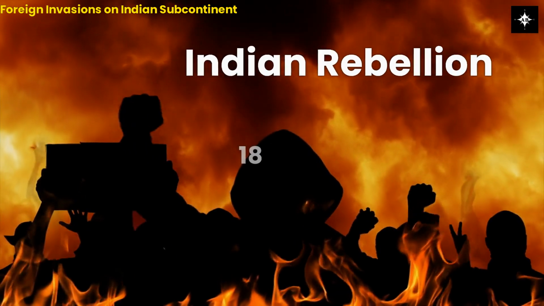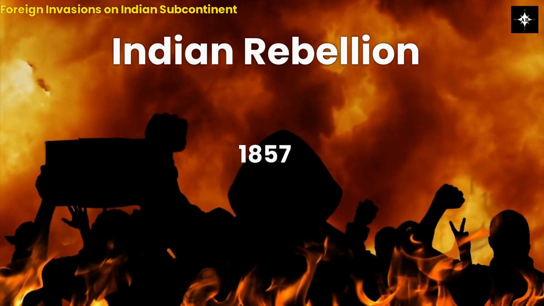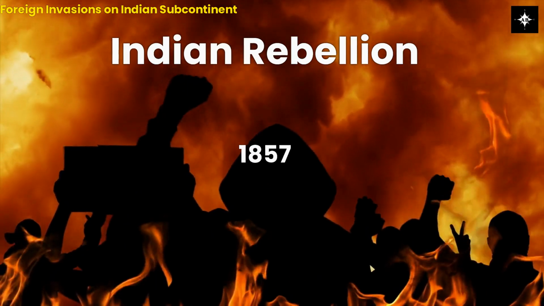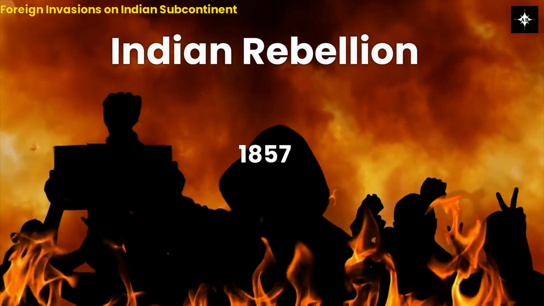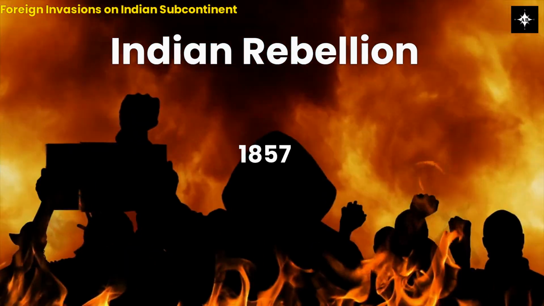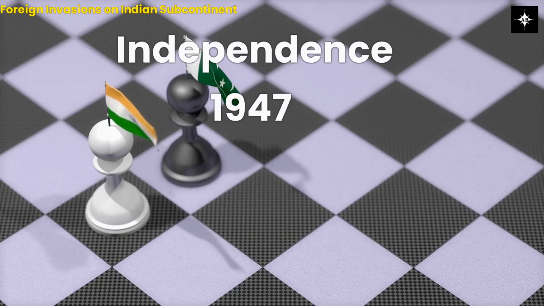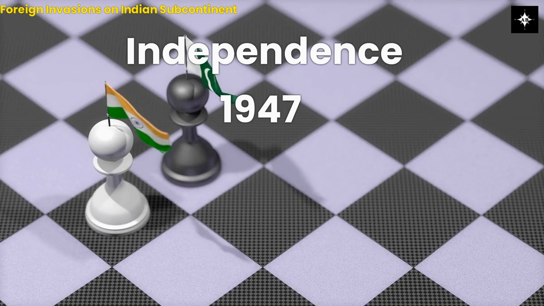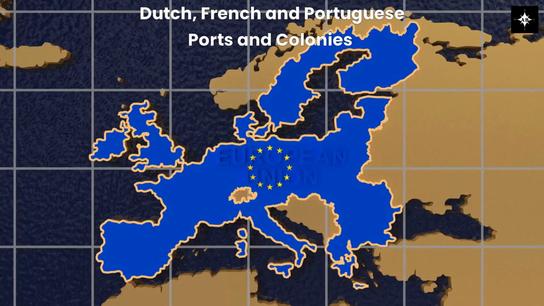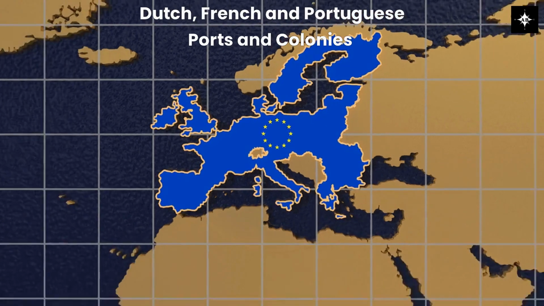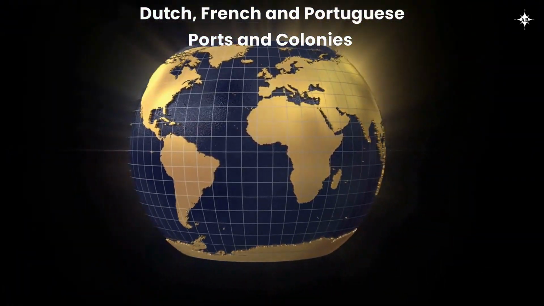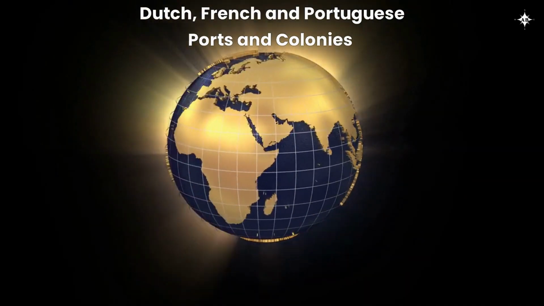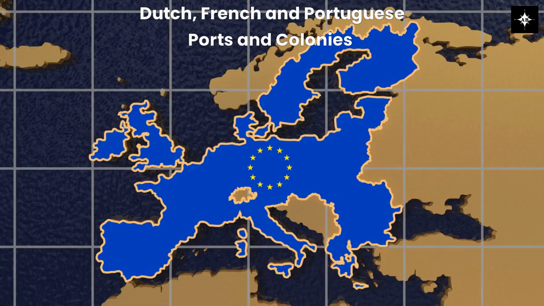In 1858, following the Indian Rebellion of 1857, the British government abolished the East India Company and took direct control of India, establishing the British Raj. The British Raj lasted until India and Pakistan gained independence in 1947. Though Dutch, French, and Portuguese made their respective colonies and ports in the Indian subcontinent, it is debatable whether that aggression falls under invasion.